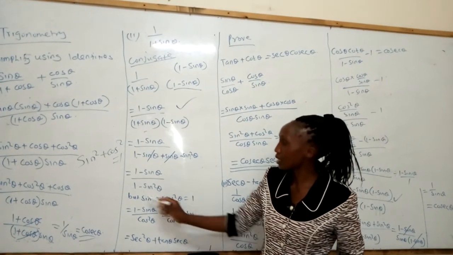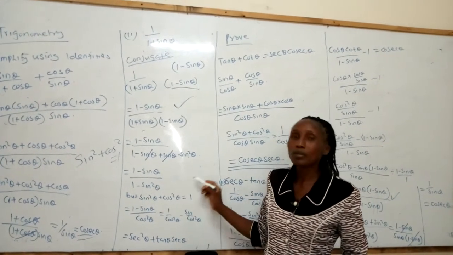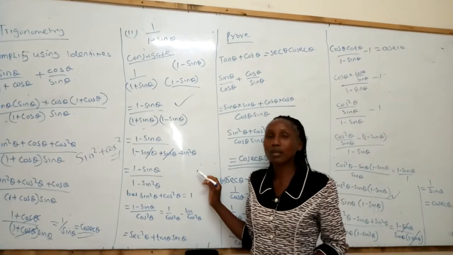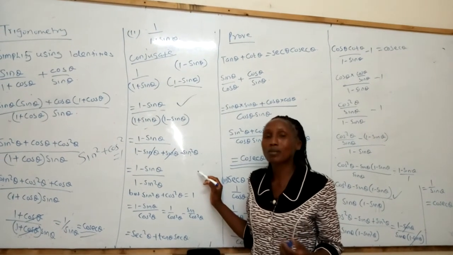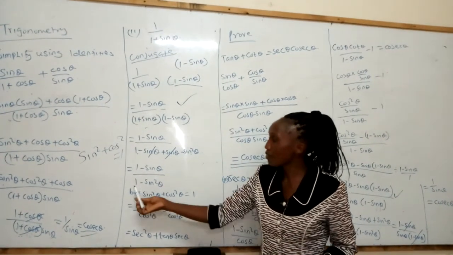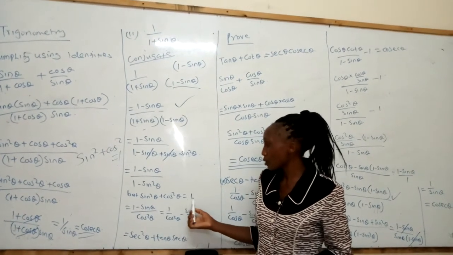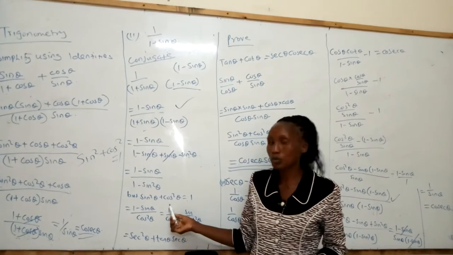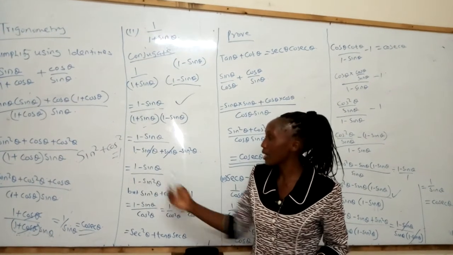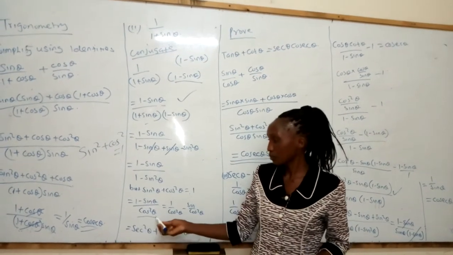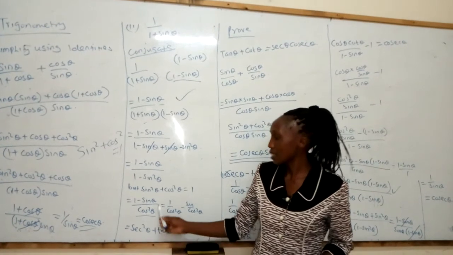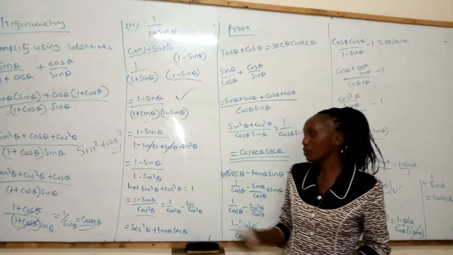1 minus sine squared theta. You go back to the first identity: sine squared plus cos squared theta is equal to 1. So 1 minus sine squared is cos squared. That means you have 1 minus sine theta over cos squared. We divide both terms by cos squared.